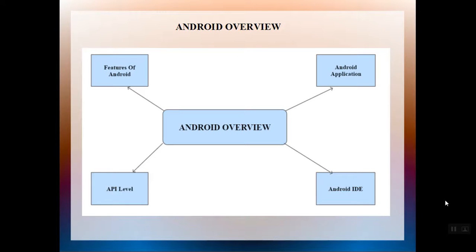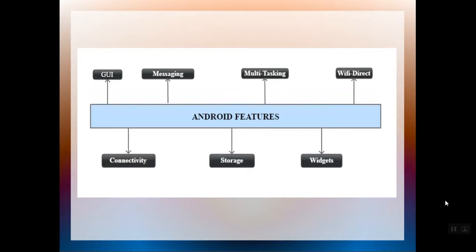Let's start with the Android operating system. Let me first give you an overview of the Android operating system, its features, Android applications, what an API level is, and what an Android IDE is. Some of the features of Android I would be discussing in this module are its GUI, connectivity, messaging, storage, multitasking, widgets, and Wi-Fi Direct.